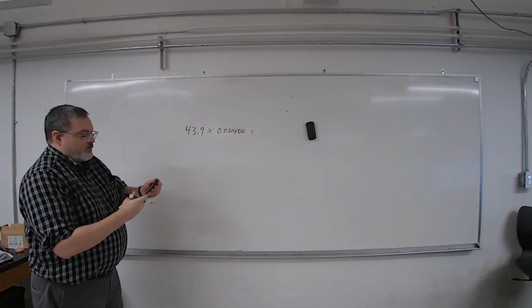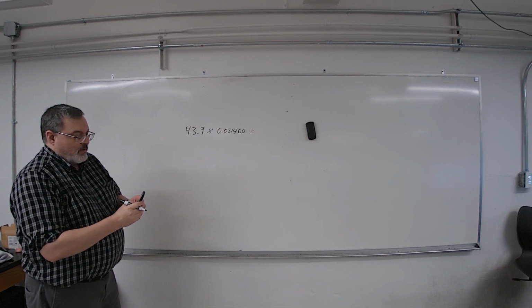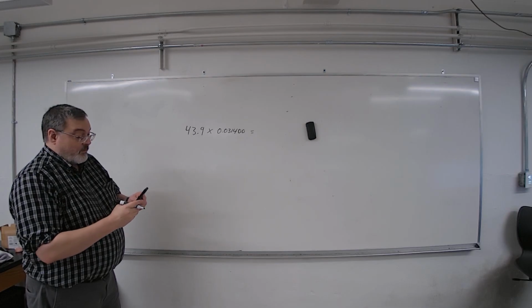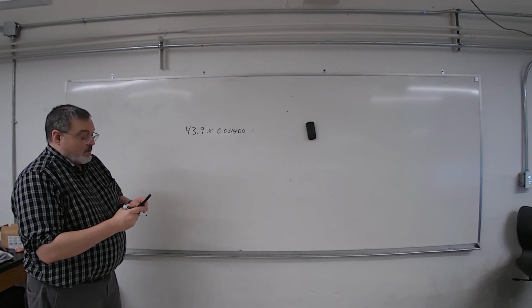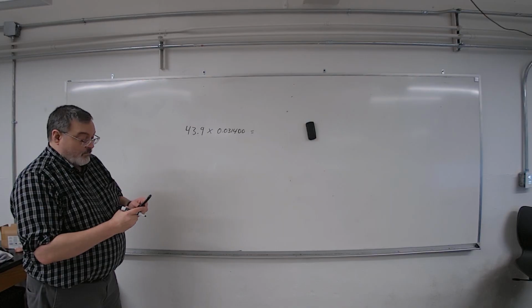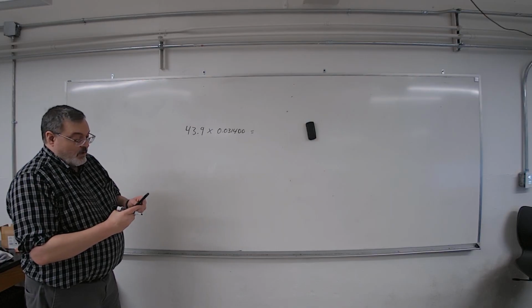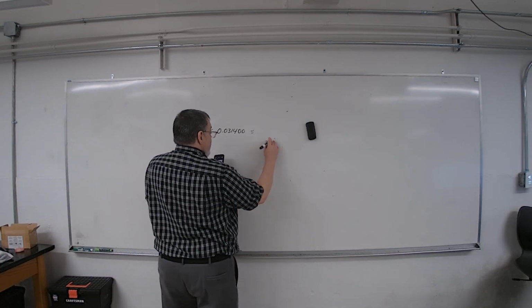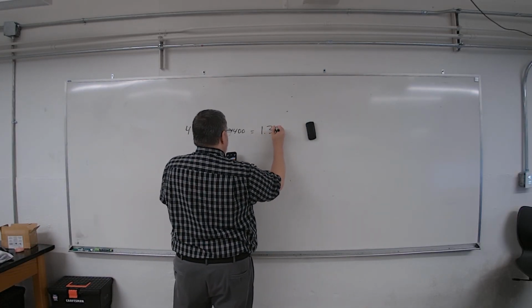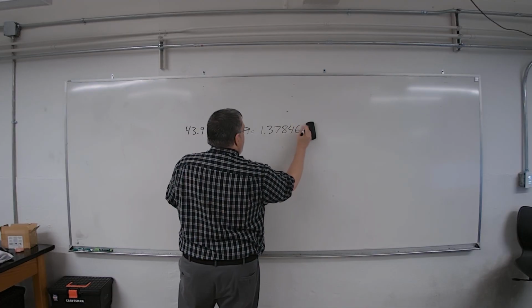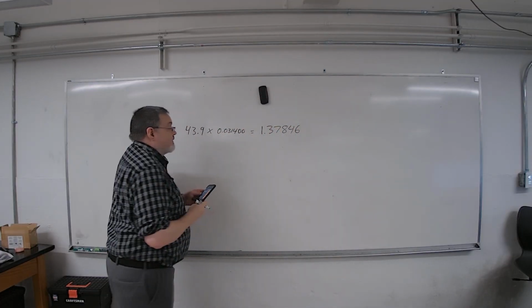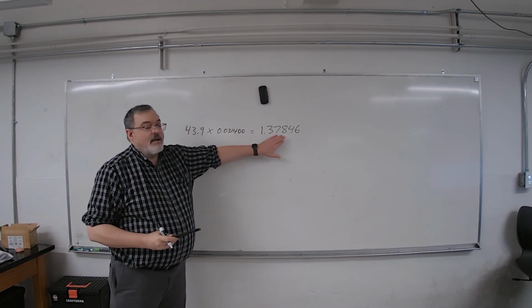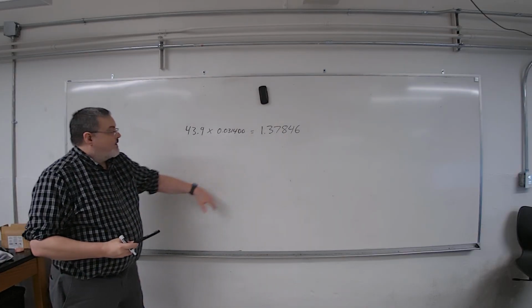All right. First thing you do, you just put it all in your calculator. 403.9 times 0.0314. You really don't have to put the trailing zeros in a calculator. That's what my calculator says is the answer. But I'm not done. I have to fix this up for its significant figures.